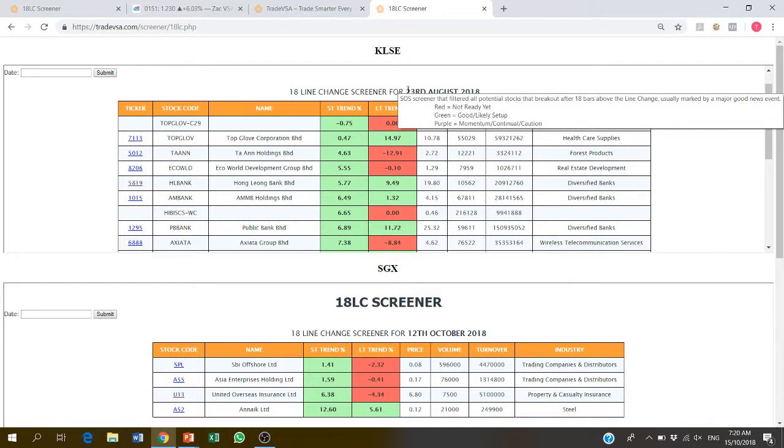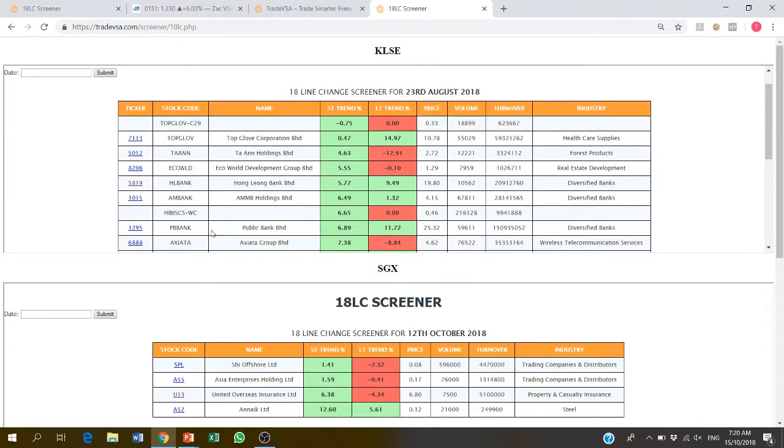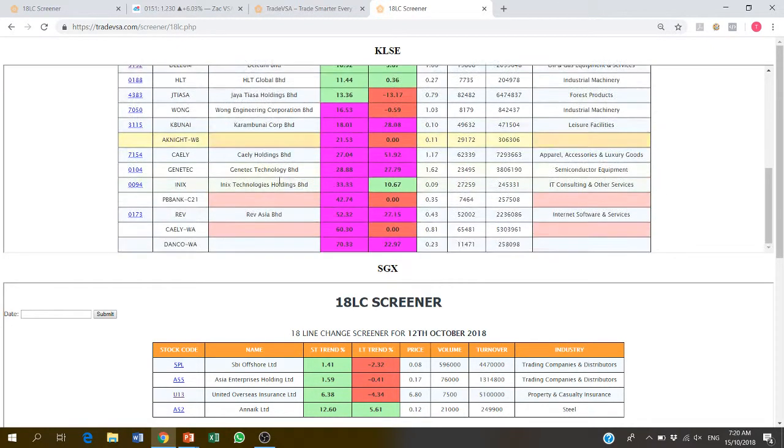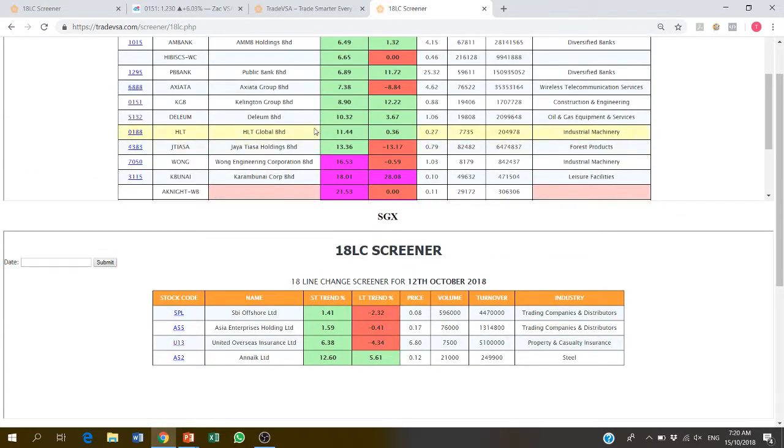What it means is that this stock is probably going through the beginning of the markup stage, from accumulation to markup. Purple color is for momentum and continuation stocks, but trade with caution because sometimes these stocks might be at the mid of the markup stage or the end of the markup stage. Scroll down to look for other potential stocks, but I would like to share with you this trade, Killington, on 23rd of August.